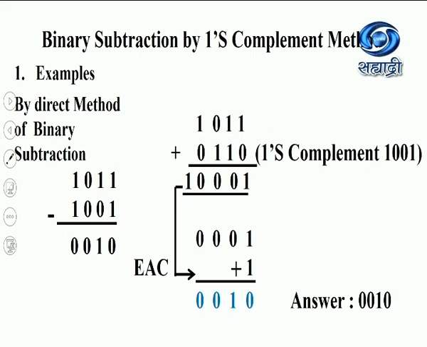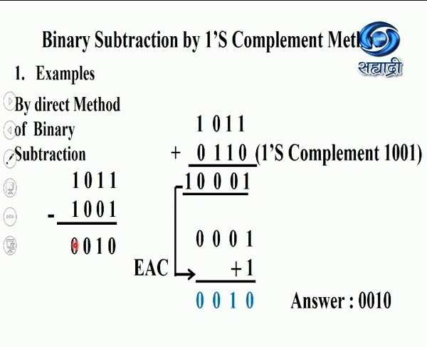So first we will see the subtraction by the direct method of binary subtraction. Here we have two groups of binary numbers. First number is 1011, second number is 1001. These two numbers we are going to subtract. So 1 minus 1, the subtraction is 0. 0 minus 1, result is 1. 0 minus 0, result is 0. 1 minus 1, the result of subtraction is 0.